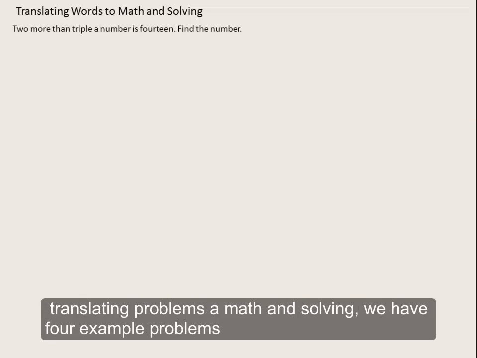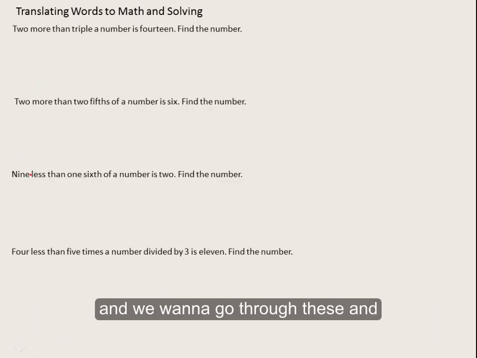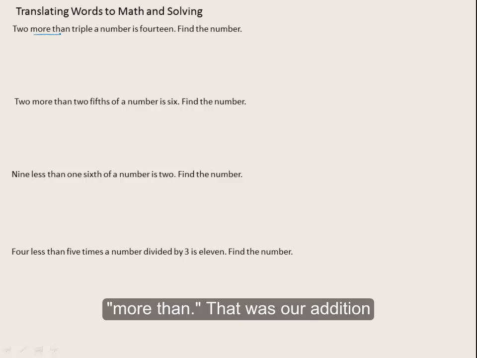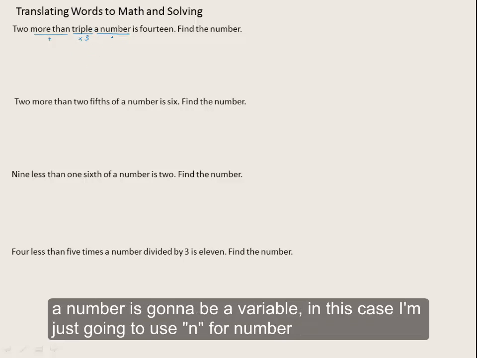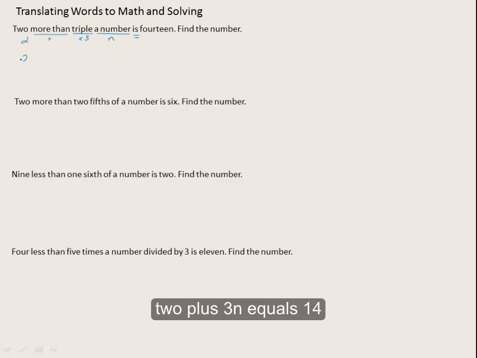Okay, so translating problems to math and solving. We have 4 example problems, and we want to go through these and break them down, turn the words into an equation, and then solve. Okay, let's start with "more than." That was our addition. 2 more than triple a number. Triple indicates multiplying by 3. A number is going to be a variable. In this case, I'm just going to use n for number. Is equal. So I have 2 plus 3 times a number is 14. 2 plus 3n equals 14.